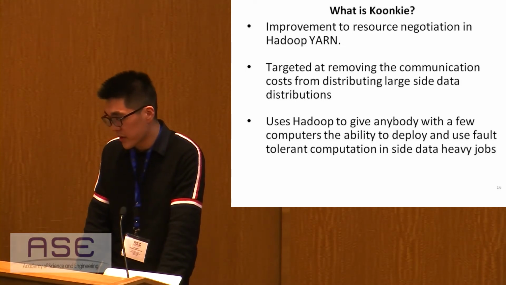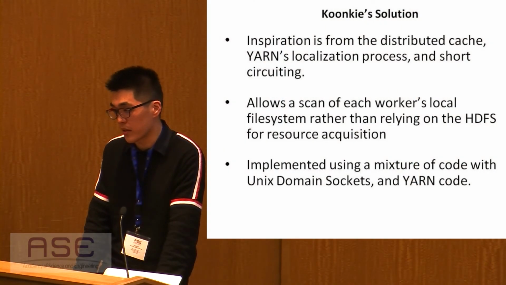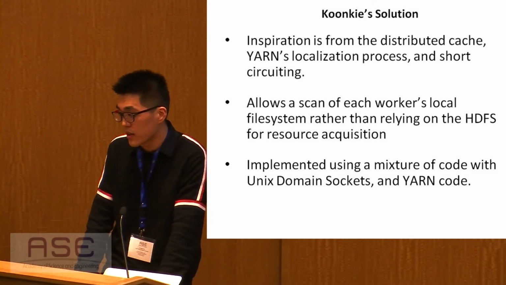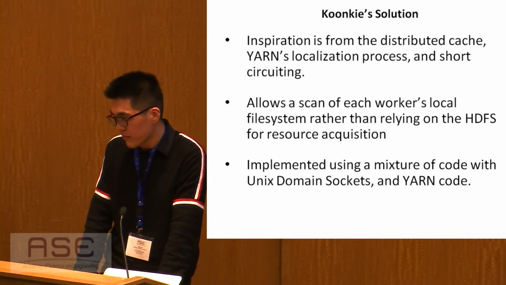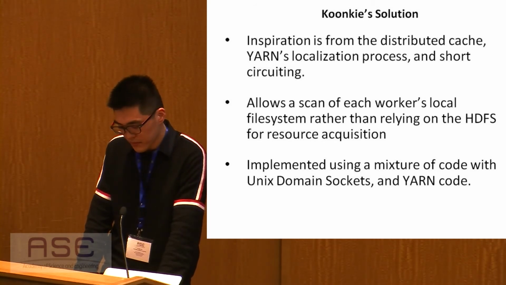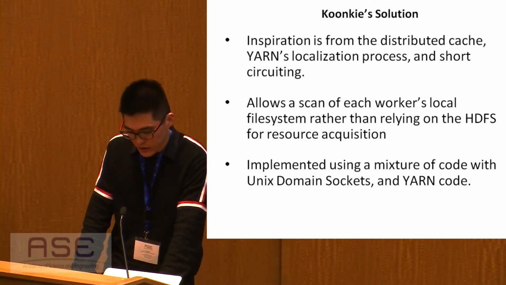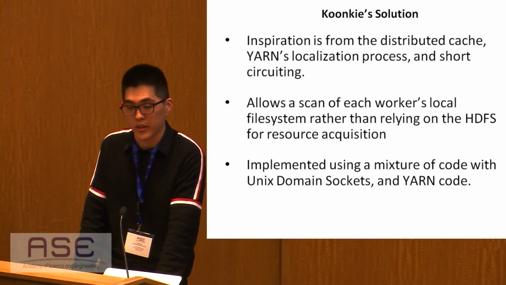We implemented this by heavily modifying the distributed cache classes, as well as the Yarn localization processes and the localized resource classes. We also used Unix domain socket code. The way it works is that Koonkie has a small daemon, which will allow each worker to scan a set of certain directories and use whatever files are in that directory for the job. So if you already have the data on the node, you don't have to ever bring it down again.